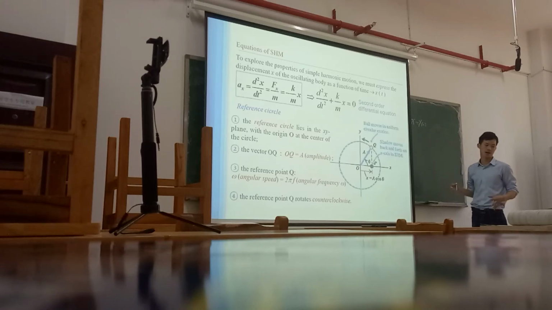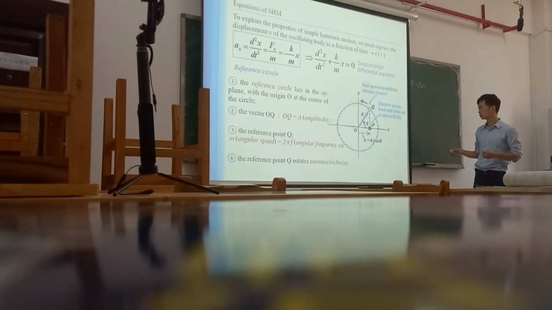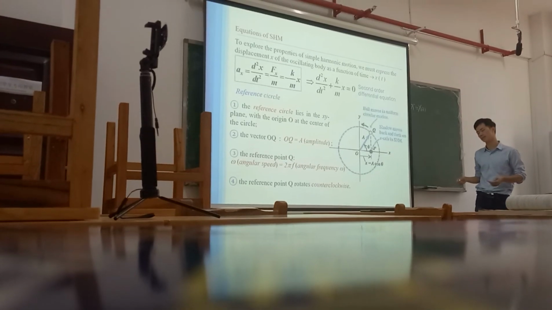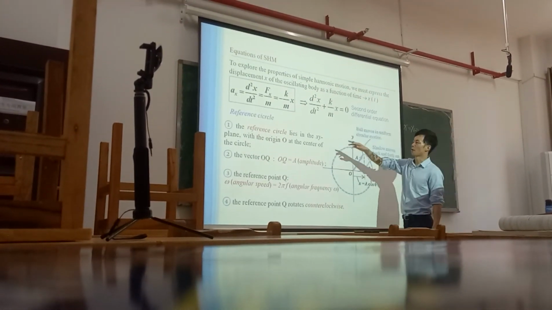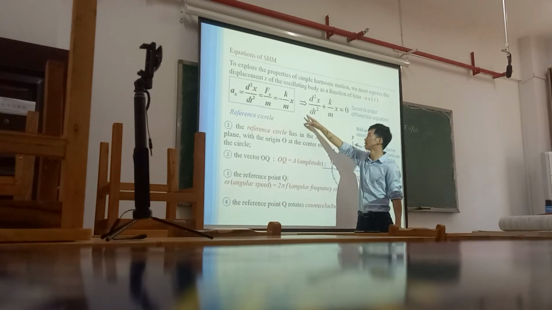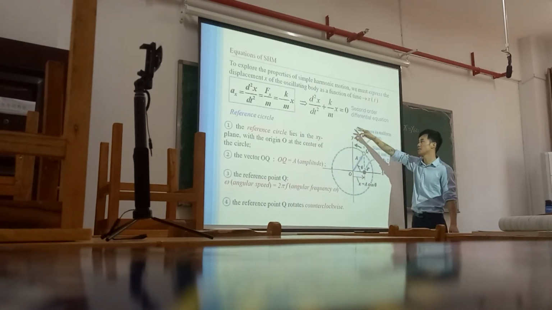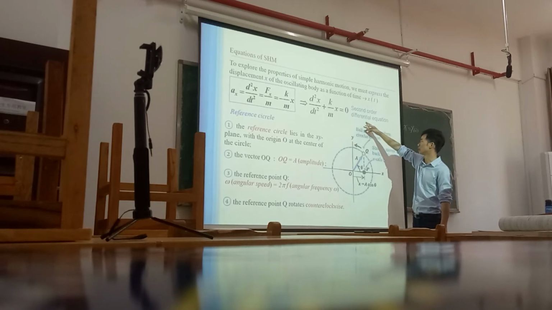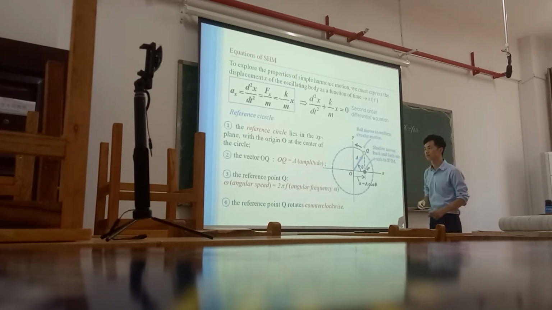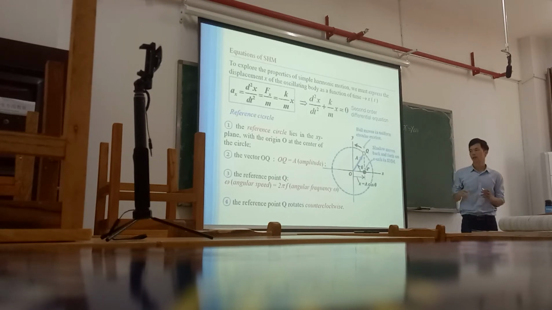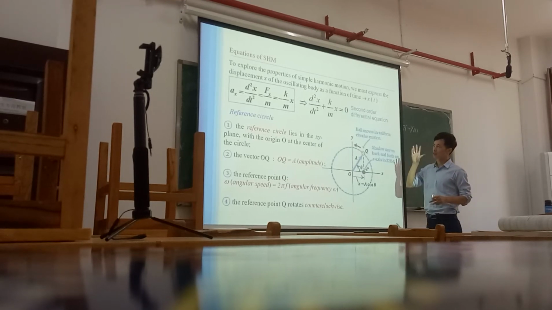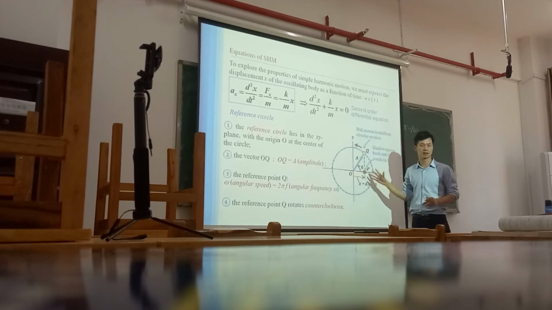Then we can find many quantities, many properties of the simple harmonic motion. So we can rewrite this equation like this, and then we say this is the second order differential equation. This differential equation is very easy to resolve. Now we resolve this equation by another way.